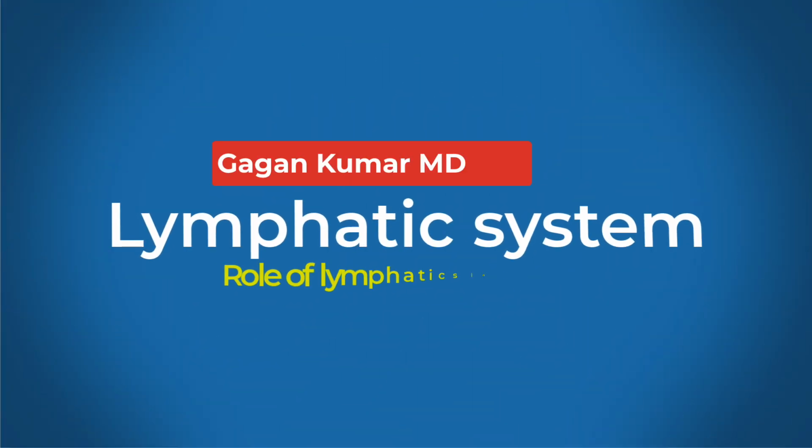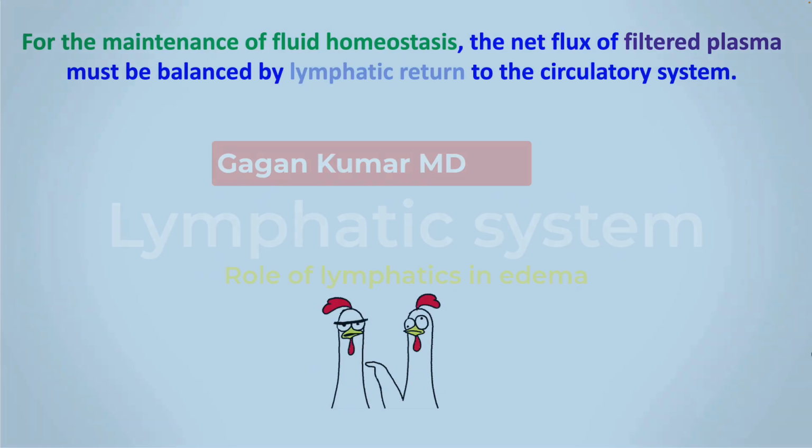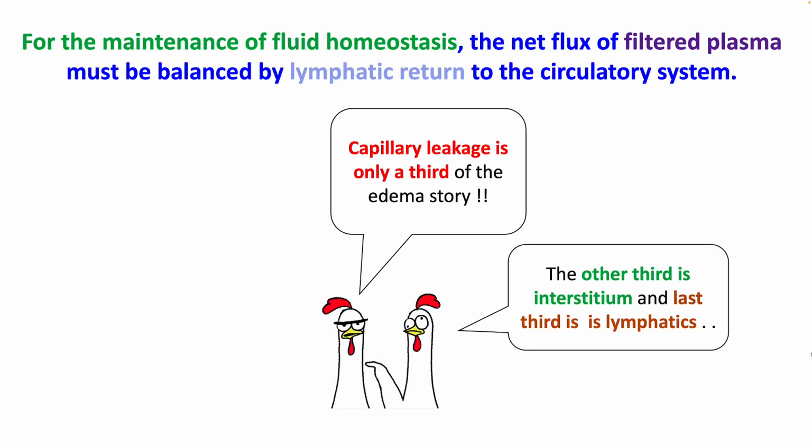To maintain your fluid homeostasis, the net flux of filtered plasma has to be balanced by the lymphatic return to the circulatory system. So when we talk about edema, we usually talk about capillary leakage. However, it is just a part of the story. We talked about interstitium and its role in edema formation in the previous lecture. In this, we'll learn about lymphatics and how they affect the fluid management and edema formation.